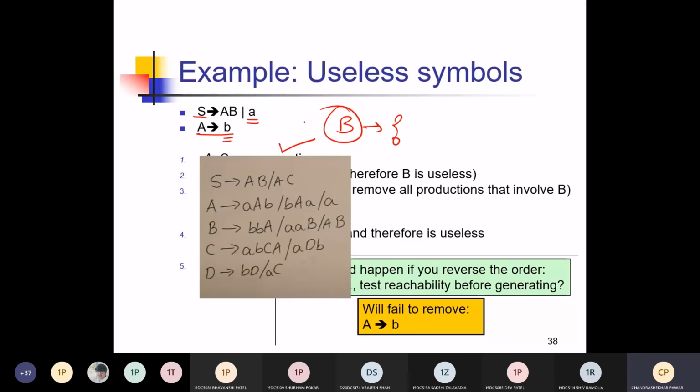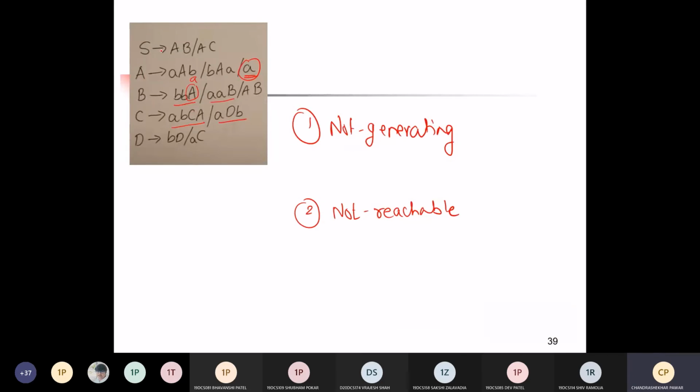So is there any non-terminal which is not having a production? Here how many non-terminals are there? S, A, B, C and D. So what is the first thing we have to check? That every non-terminal is having some kind of production. S is having some kind of production. A is also having a production. B is also, C is also, D is also. Yes, every non-terminal is having at least one production.